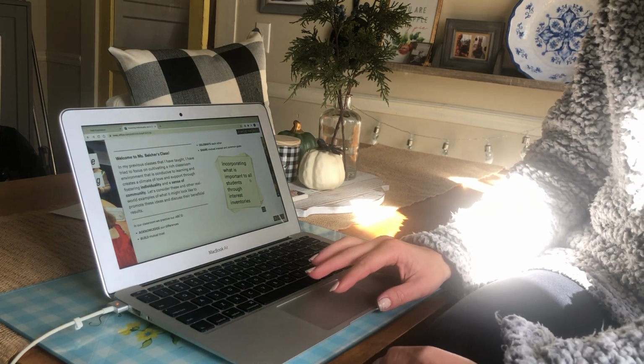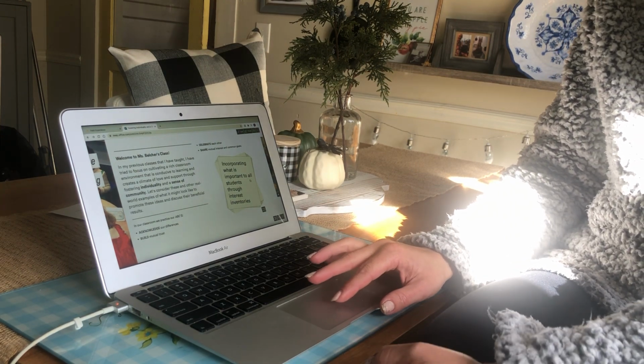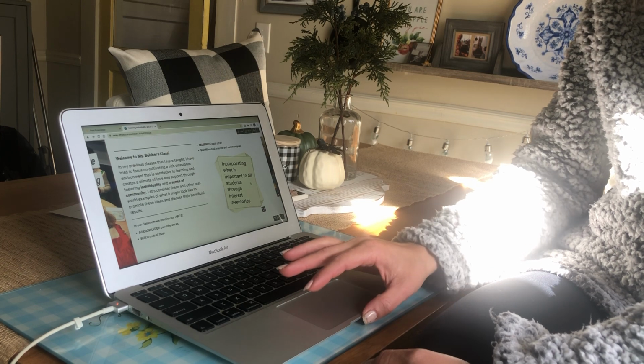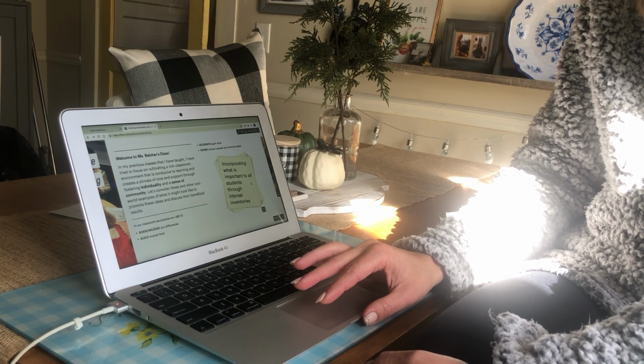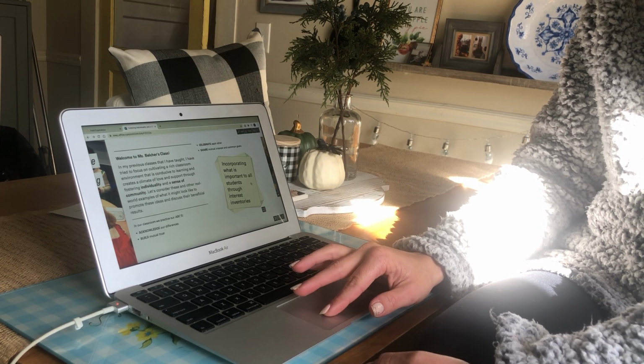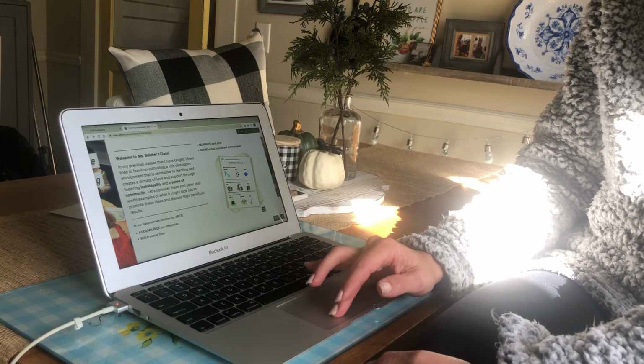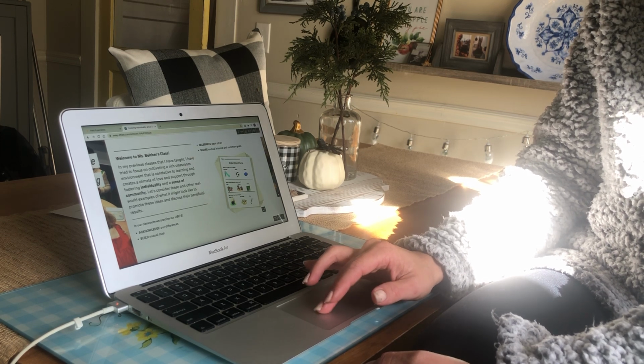Incorporating what is important to all students through interest inventories. I love interest inventories. For older students, they're so beneficial, but also for younger students, they can definitely participate in them. This is one that I've given my students before in the past.